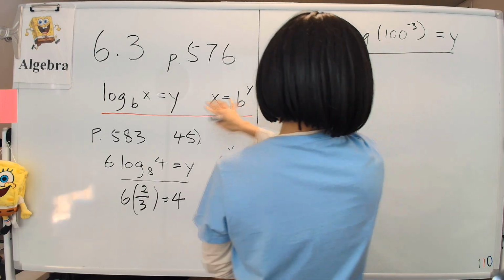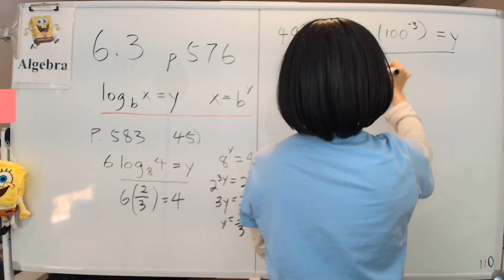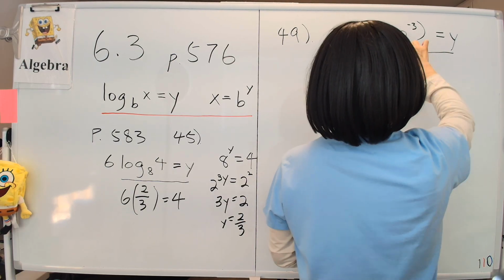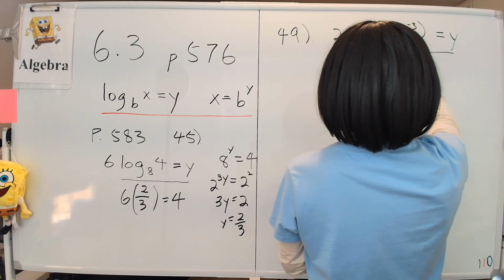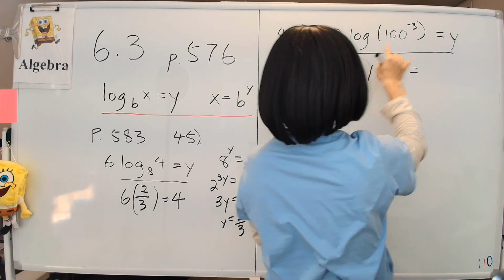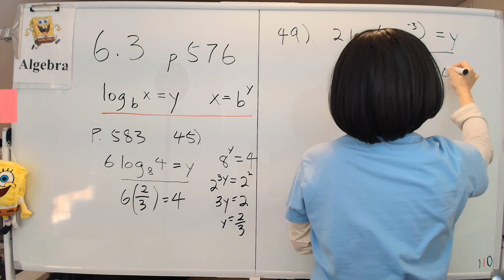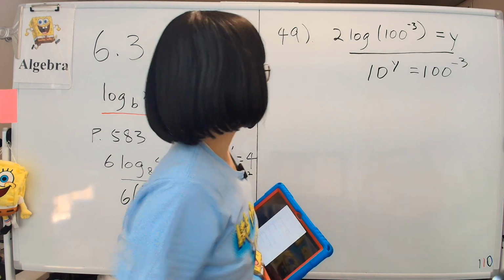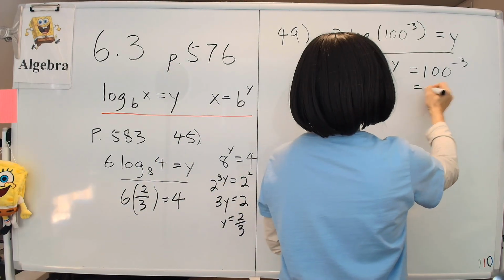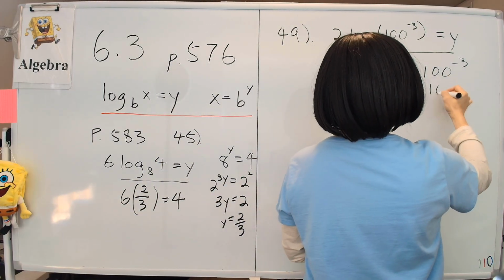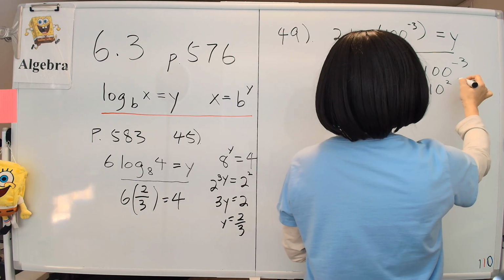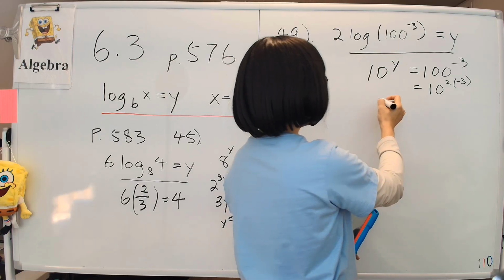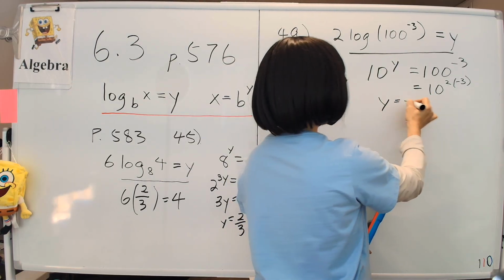So from the definition here, we get the base 10, okay, to the power y, which is what we're looking for, has to be equal to what's in here, okay? What we're taking the log of, which is 100 to the power negative 3. And now we have to solve this exponent equation. So what we do is write that 100 is 10 to the power 2, times minus 3. And then we identify y equals 2 times negative 3, which is minus 6.